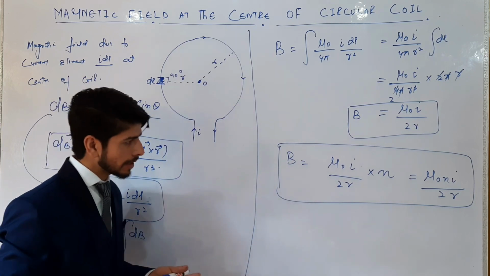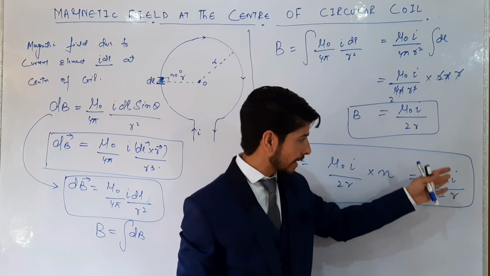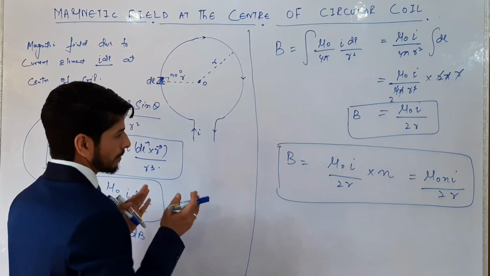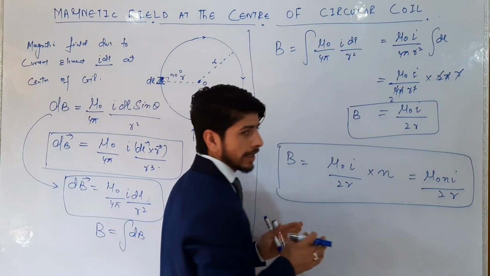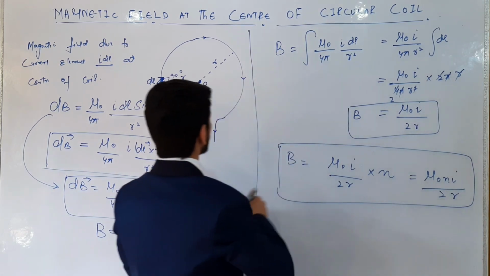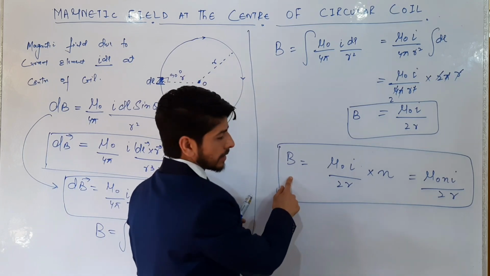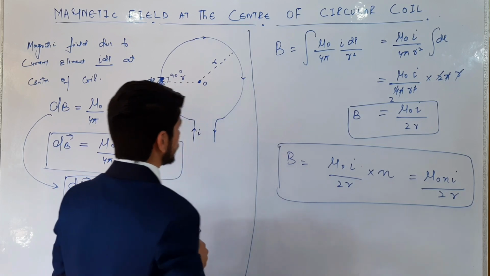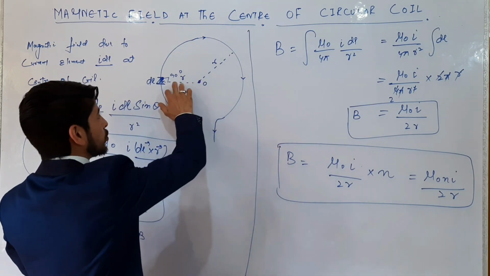The more the number of turns, the more will be the magnetic field. The more the current, the more will be the magnetic field. And at the center, the magnetic field will be uniform because the distance will be equal to r. If we change the distance r, if you go from the center by decreasing r, magnetic field will increase. By increasing r, magnetic field will decrease. It will be smaller at the center and larger near the ends.